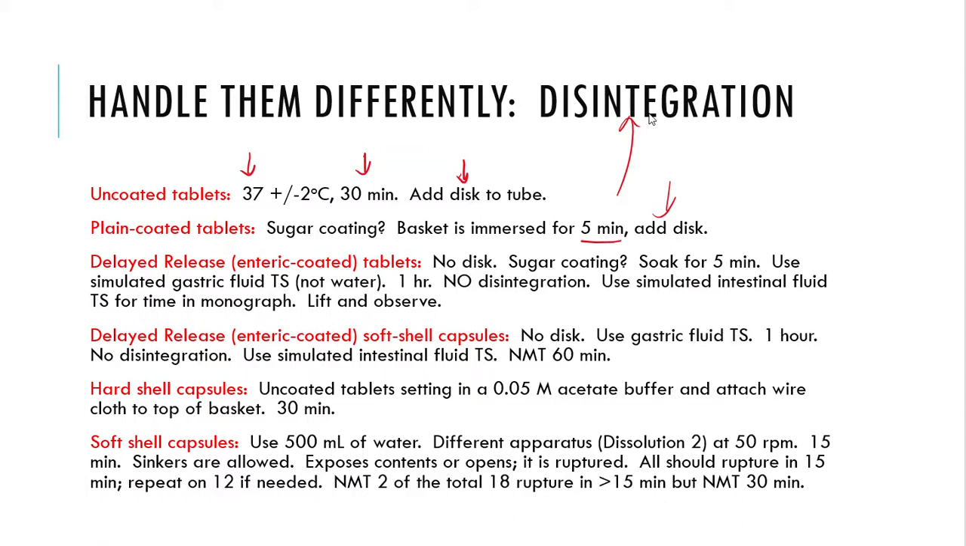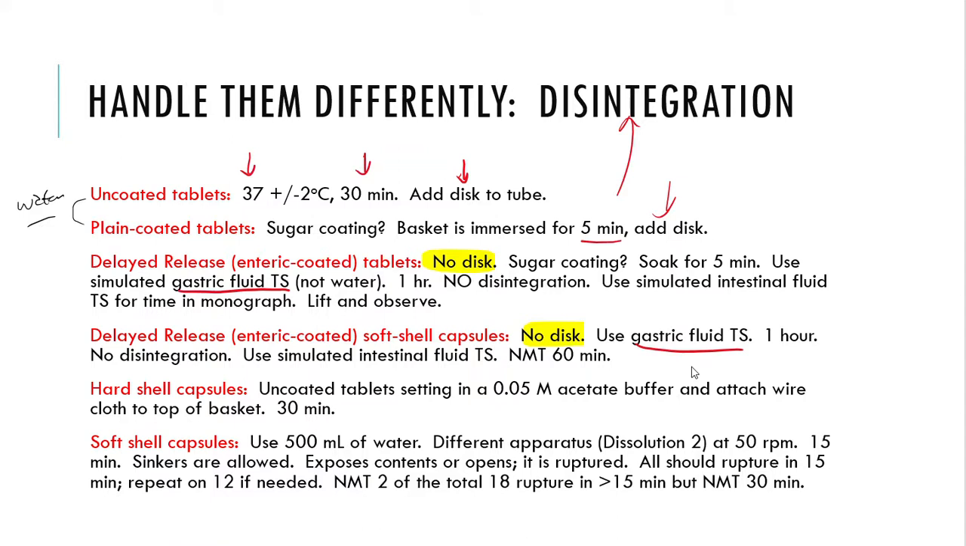So if you have a delayed release, number one, you do not use a disc. No matter what thing that you're using, you do not use a disc in the disintegration apparatus. If it is a sugar coating, you do it just like before. You soak it for 5 minutes, but you don't soak it in 5 minutes using water. Typically, these up here almost all the time are water unless it says something different. But the delayed release is a little bit different because they are forcing you to not use water here. You've got to use gastric fluid, which means tummy acid, and gastric fluid for this one as well. And that should go on for 1 hour, not 30 minutes.